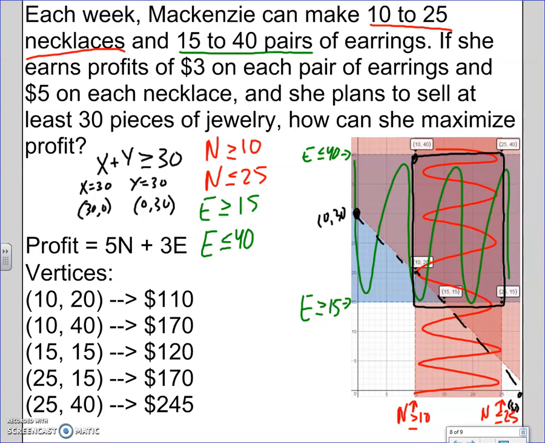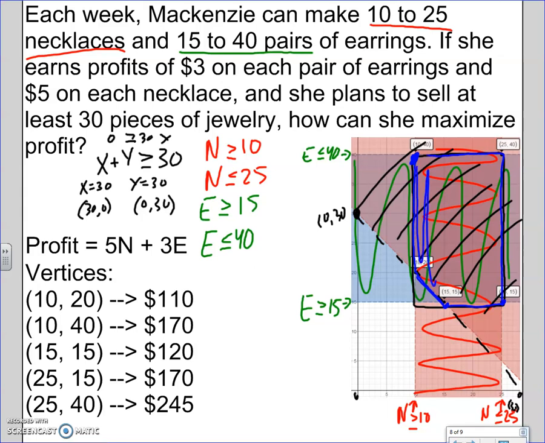But if I do test point 0, 0, I get 0 is greater than or equal to 30. That's false, so I shade above. So now this rectangle turned into this shape. Make it blue. So here's the rectangle, but it got cut right here, and then it goes up to this. That's our feasible region. That's all the overlaps.